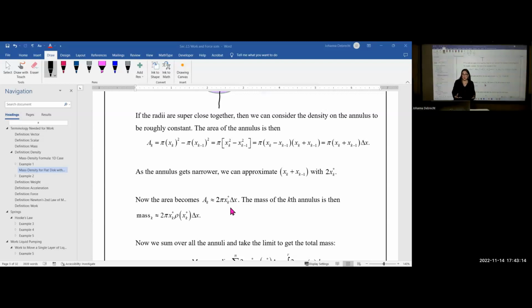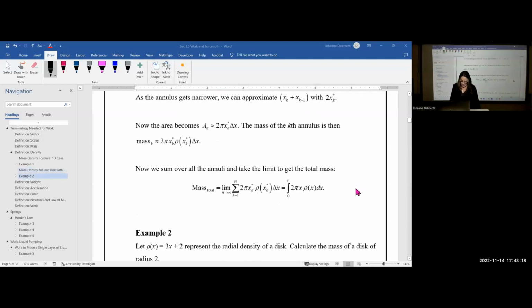And now we're going to sum over all of the annuli. And we end up with this integral that you see here, from 0 to R, however far out on the disk we want to go. And we may want to go from 1 to 3, like how much mass does that section of the disk have?